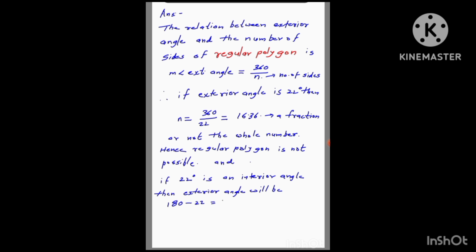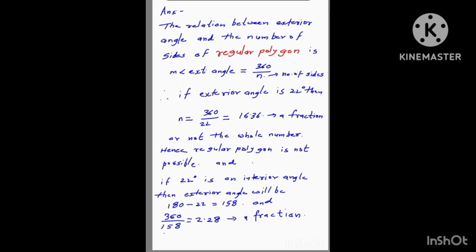Okay, because we have a formula related to the exterior angle of a regular polygon. That means if you substitute this value in the above equation, 360 upon 158, that has to be a whole number but not a fraction, but that is not correct, it is 2.28. That means this also cannot happen. So hence not possible. Okay, a 22 internal angle is also not possible.